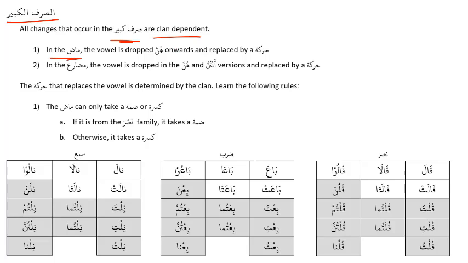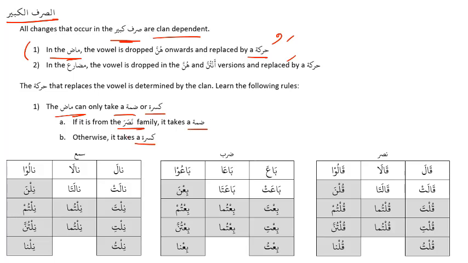In fail madhi, the vowel is dropped hunna onwards and replaced by a harka, so by a fatha, kasra, or dhamma. So let's look at fail madhi first. On the next slide, we'll look at mudare. The other point is that the madhi can only take a zamma or a kasra. If it is from the nasara family, it takes zamma, otherwise it takes kasra.